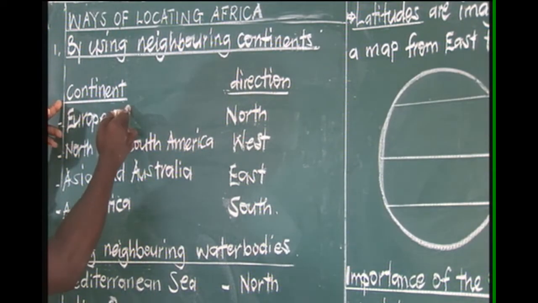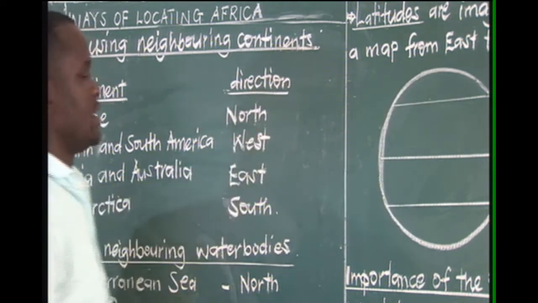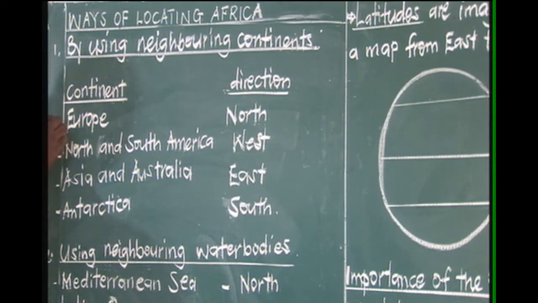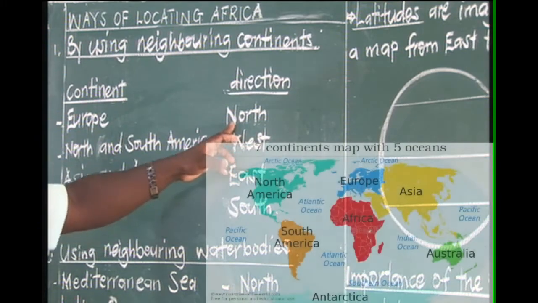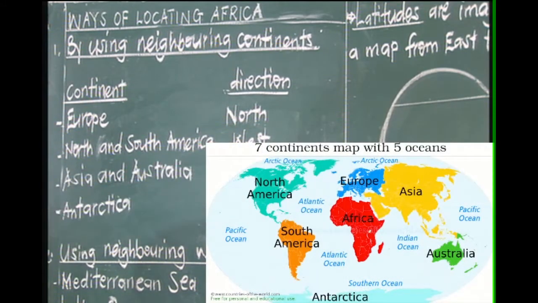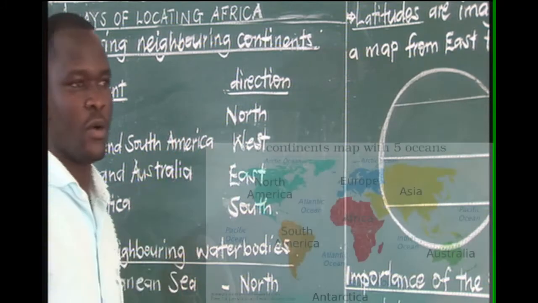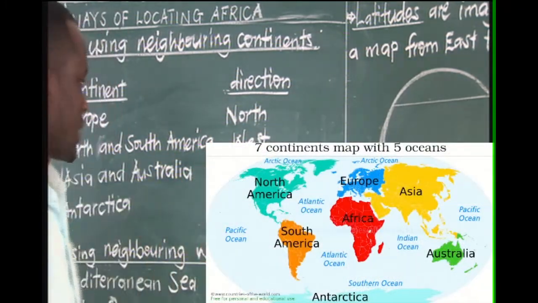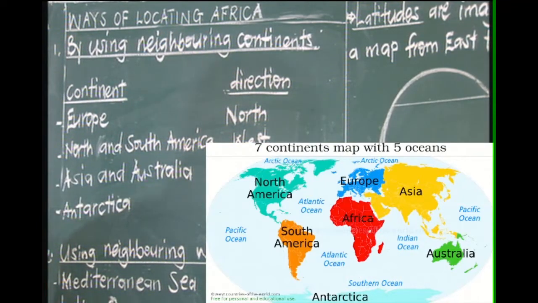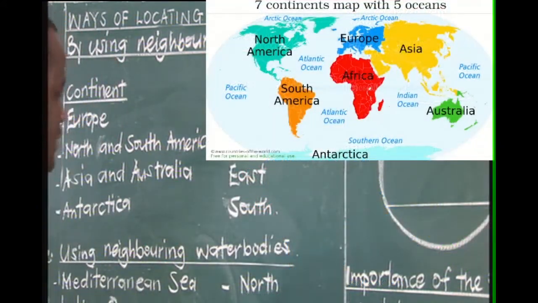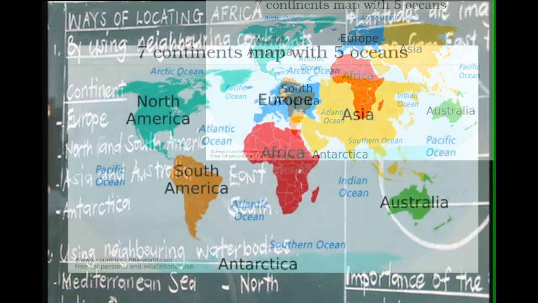Now that is what we are having here on the board. We have summarized by having continents on one side, then the direction in which these continents border Africa. First continent is Europe. And we are saying Europe is found north of Africa. Next is North America, and then we have South America. Both continents are found in the western part of Africa. Or we say they border Africa in the western direction. Then to the east we have two. We have Asia and Australia. That is in the east. Then lastly, in the south of Africa, down there, we shall be seeing on the map that Antarctica is found in the south of Africa. So these are the neighboring continents to Africa.